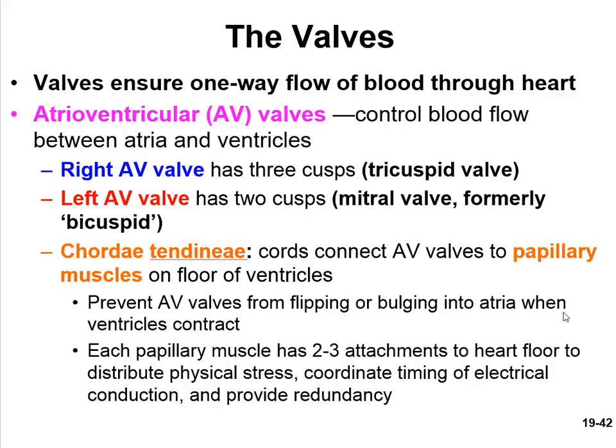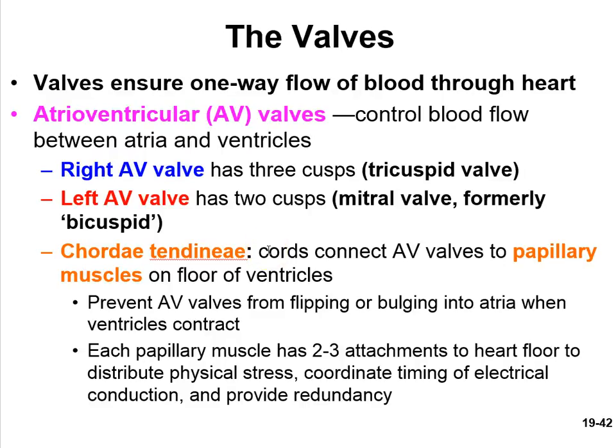Then there's the valves. Valves are always associated with ventricles. They ensure the one-way flow of blood through the heart. There's a lot of names for some of these valves. The atrioventricular valves, also known as the AV valves, control blood flow from the atria to the ventricles. And there's a right AV valve and a left AV valve, and these two go by some different names.